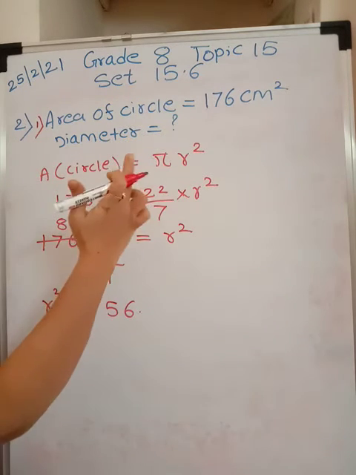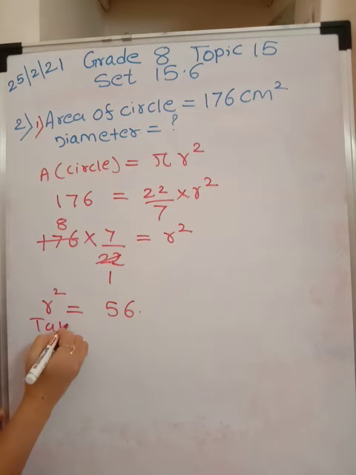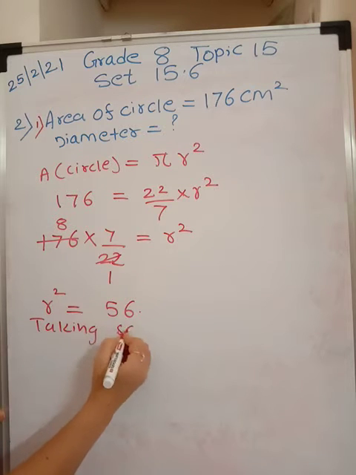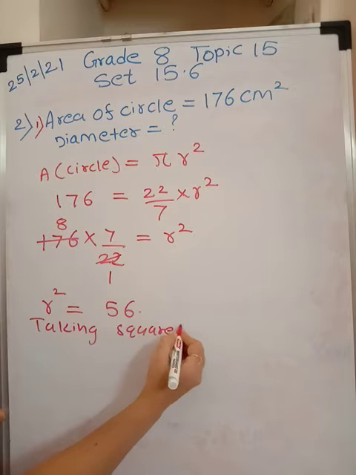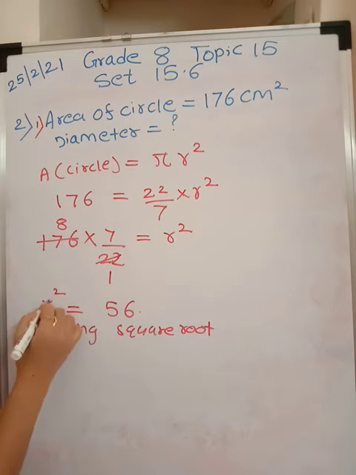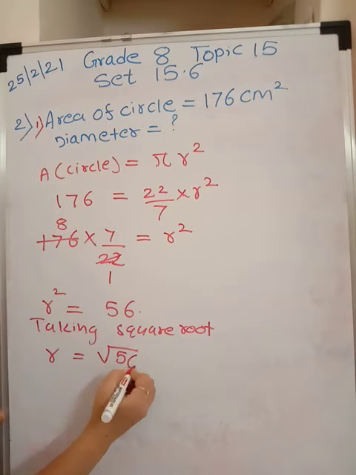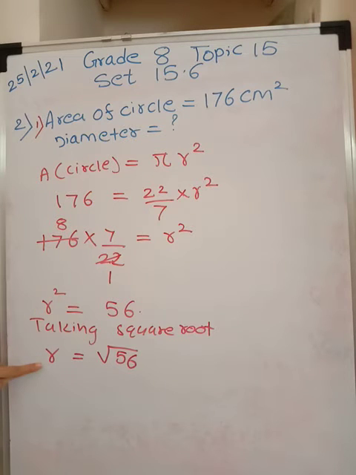But we don't want r square, we want to find r. Are you understanding me? So we are first going to take the square root so as to find r. So taking square root from both sides, what do you get? Square root of r square is r. R will be equal to square root of 56. Is this clear? R square square root is r.